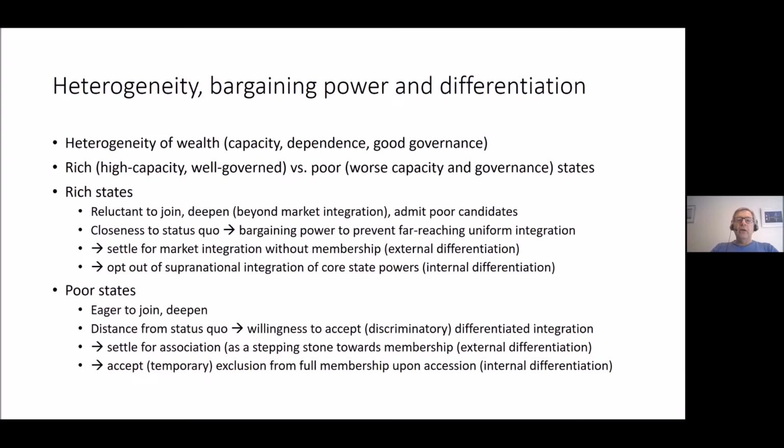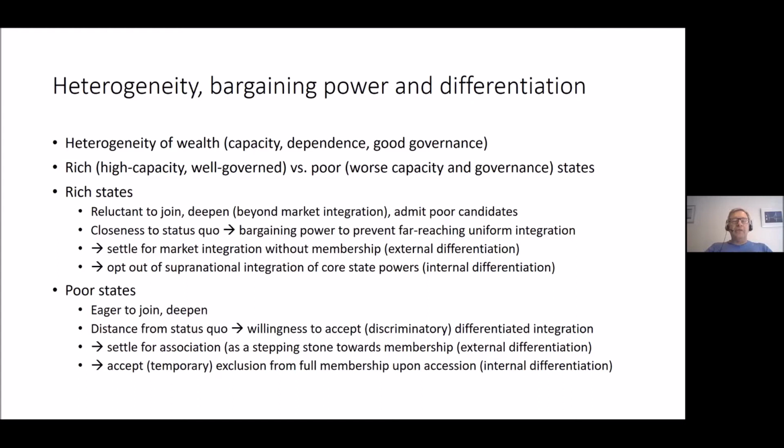Now, that brings up the question, what is the relevant heterogeneity that has driven differentiated integration in the European Union? And I say the simplest statement I can offer is that it has mainly been heterogeneity of wealth among the member states and between member states and non-member states. And this is a shortcut because wealth is correlated with lots of other things. Wealth is correlated with state capacity. Wealthier countries are better able to implement demanding integrated policies.